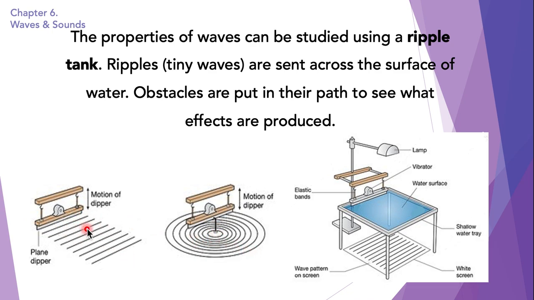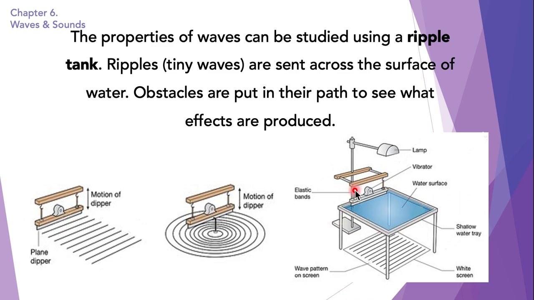So we have two different types of waves. We have linear waves and we have radial waves. So the two dippers make the two different types of waves. So the dipper vibrates and it sends out waves on the water surface. Then obstacles are put in the wave's path to see what effects are produced.